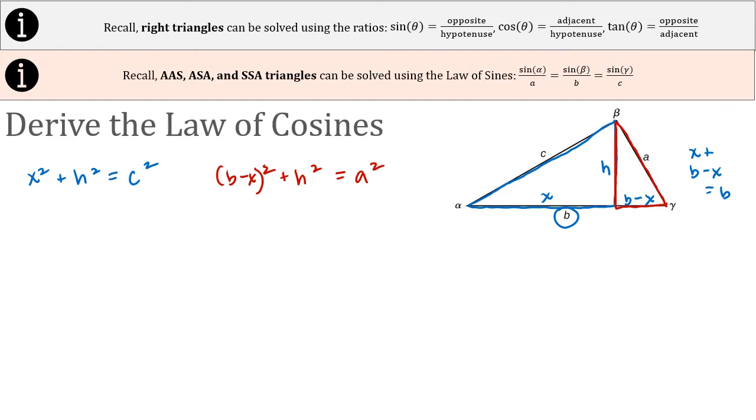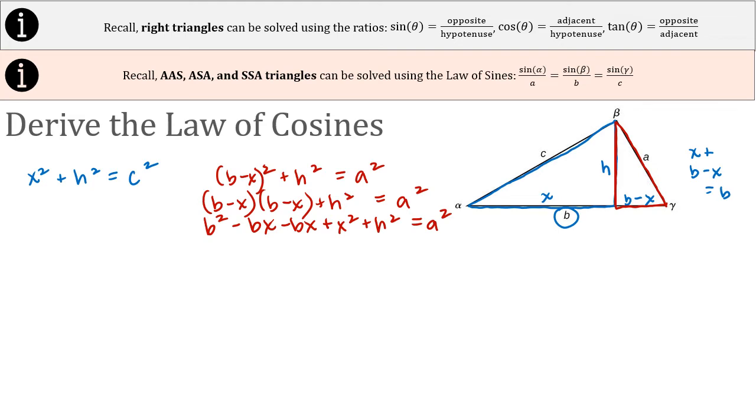I'm going to simplify that equation by multiplying out b minus x times b minus x, adding h squared to it, and setting that equal to a squared. Multiplying b minus x times b minus x gives us b squared minus bx minus bx plus x squared, plus h squared equals a squared.